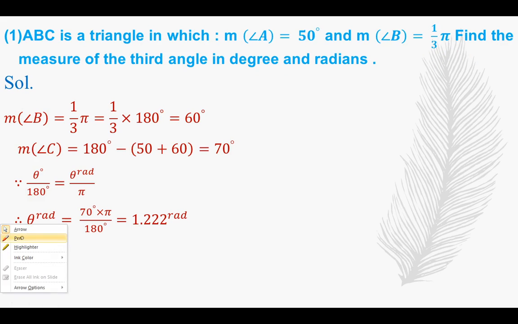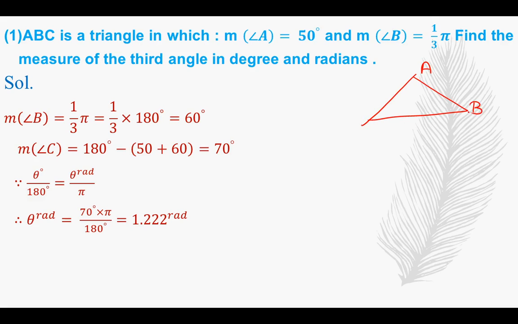This example is one of the important examples in this session. ABC is a triangle in which the measure of angle A equals 50 degrees and the measure of angle B equals 1 over 3 π. Find the measure of the third angle in degree and radian measure. Okay, let's draw the triangle ABC. Here we have the triangle ABC.